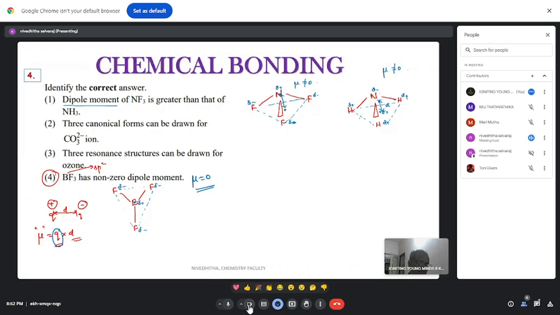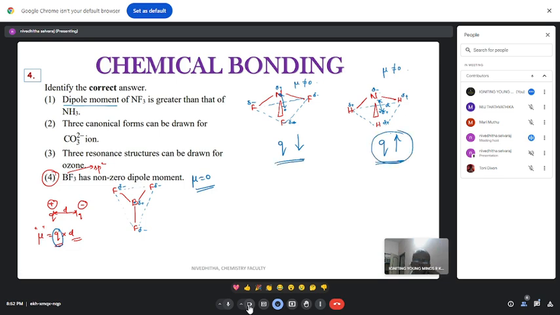So here the q value will be more, and here the q value will be less, because of the electronegativity difference between nitrogen and fluorine, and nitrogen and hydrogen. Now tell me which has more dipole moment among these two molecules.